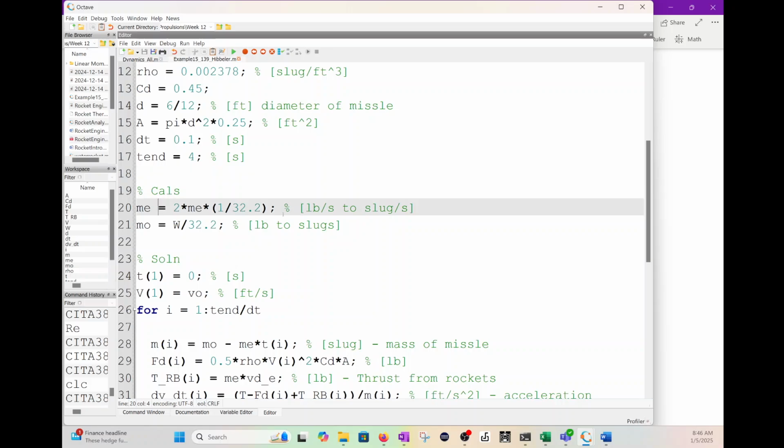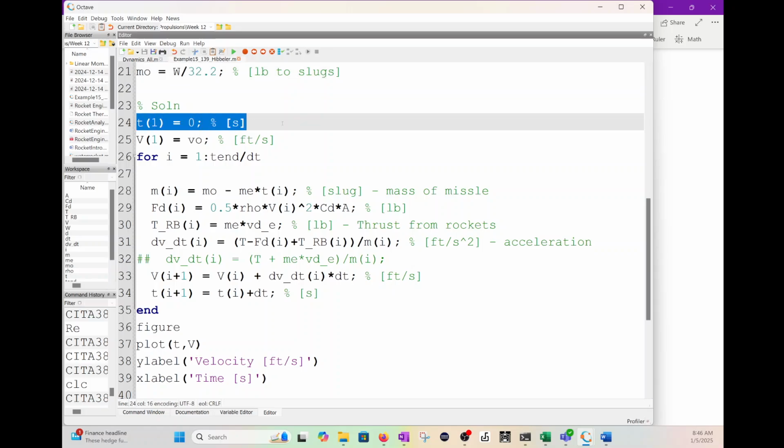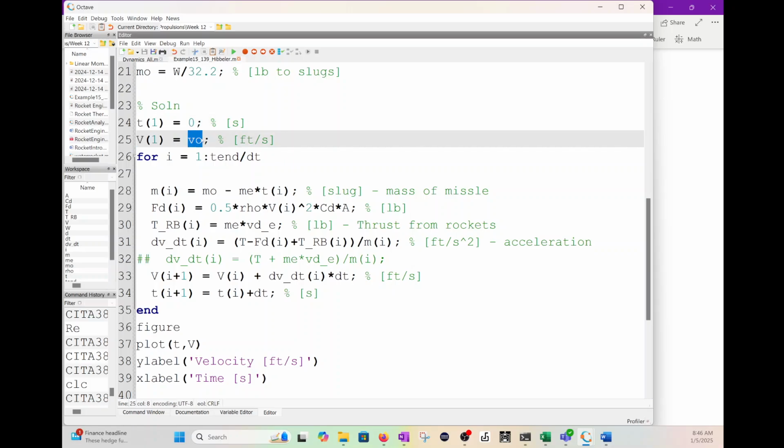Mass flow rate converted to slugs. Initial mass converted to slugs. Now here is the big chunk right here. So here is the initial condition. Time of 0. Initial velocity is v naught, right? That was the miles per hour to feet per second.